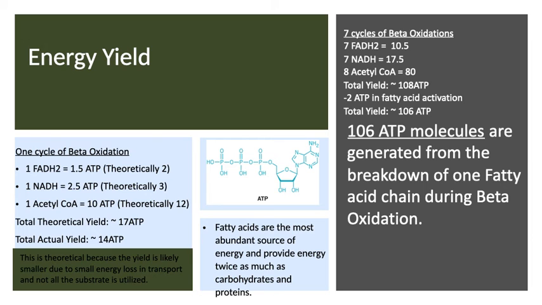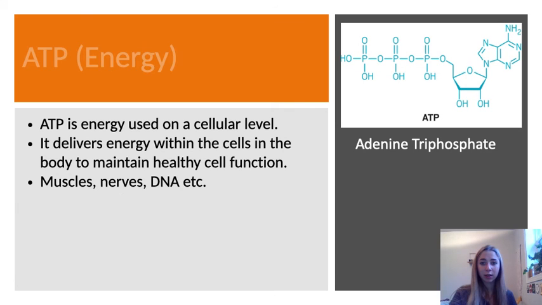So what is ATP anyways? ATP is just energy used on a cellular level. In every cellular organism, ATP is the form of energy. ATP pretty much delivers energy within the cells of our bodies to maintain healthy cell function. Without ATP, our muscles, our nerves, our DNA synthesis would not work. We need our cells to stay healthy and have energy to keep us functioning. ATP stands for adenosine triphosphate, and I have the molecule just above so you can see what it looks like.